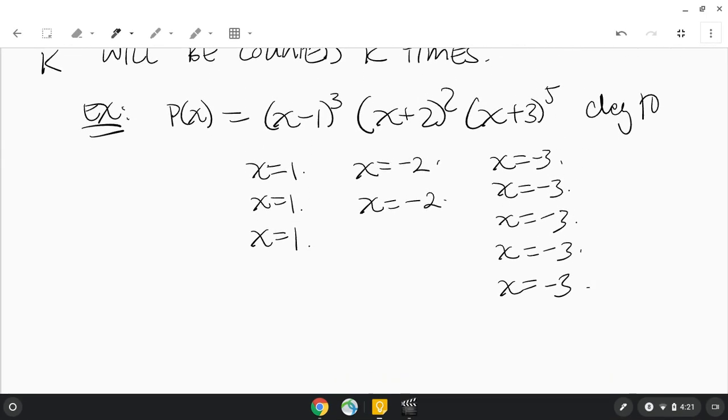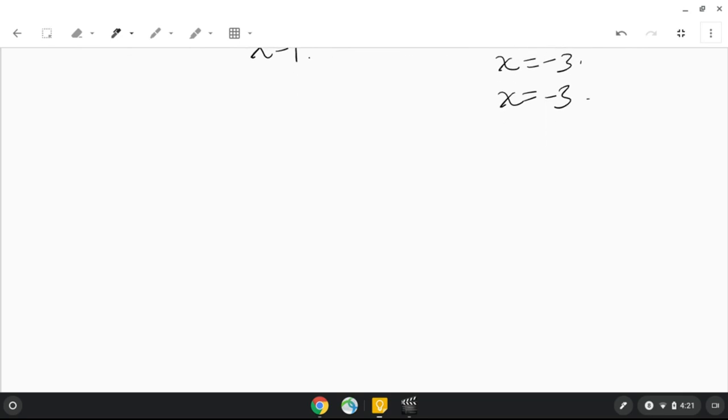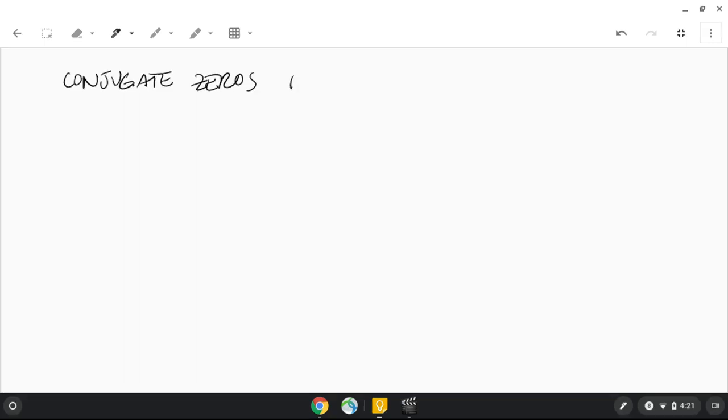All right. And this theorem is good for you guys when you're factoring and trying to solve. It's a good way to check to see that all of your answers make sense. Okay. A note about conjugate zeros. We have a theorem here. And this one's also a good one to know.